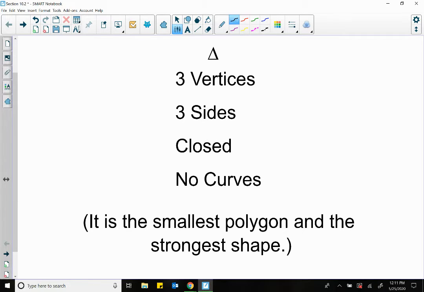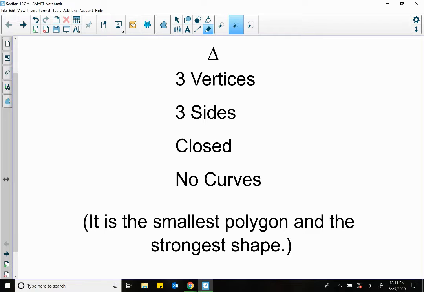We can't be any smaller than that because how do you make a polygon with two sides? That's weird. Polygons have to be closed, meaning no gaps inside it. So the smallest shape that we can make that is closed is a triangle.